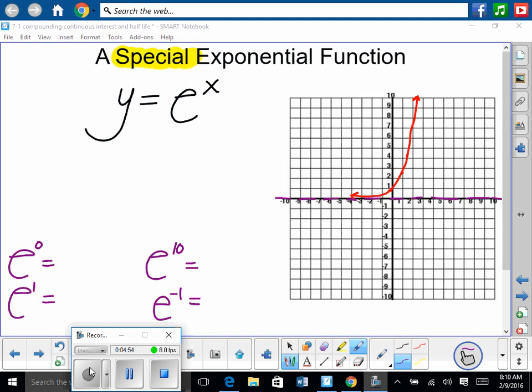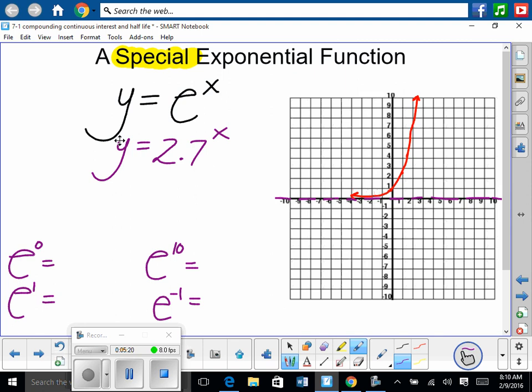A common mistake of students at your level is they think this e is a variable, but it's not. If you type E into your calculator, E is a number. E is approximately 2.72. Technically we have y is equal to 2.7 raised to the x; we would never write the decimal, though. E is just a number. Does everybody understand that E is just a number?